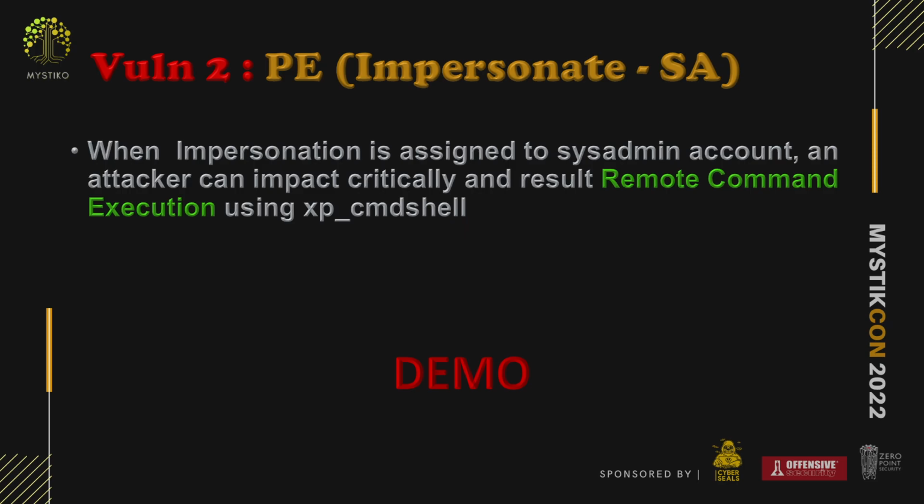The first here is impersonating a system admin, and that is considered a privilege escalation. When impersonation is assigned to a sysadmin account, an attacker can impact critically and achieve remote command execution using xp_cmdshell. xp_cmdshell is a function which can help us execute commands, the same way xp_dirtree was able to list shared folders or the local folders within the MS SQL instance. That being said, let's go with the demo part.